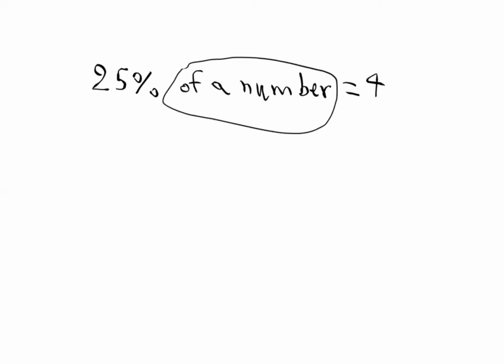For example, say that you know 25% of a number is 4. So 25% of a number is 4, and you want to know the original number. So what is this number? Well, here we have to call the original number something. I will call it x.